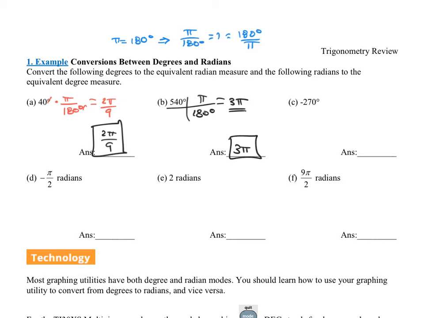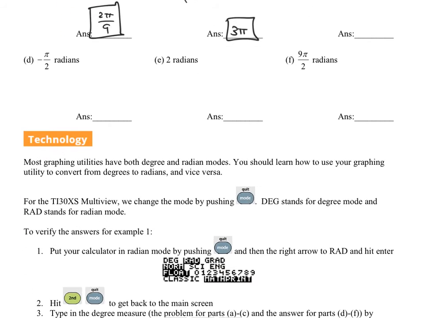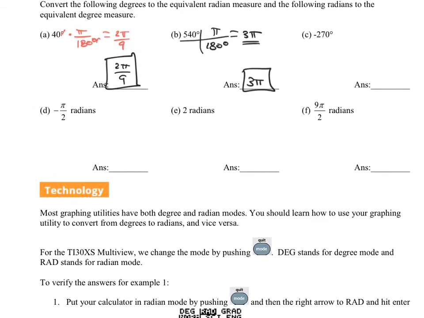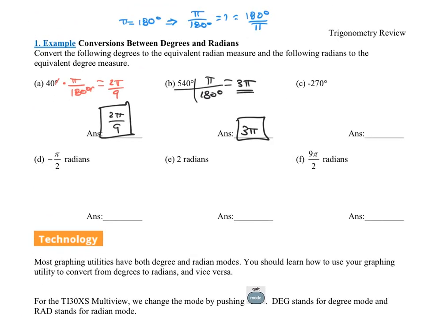There's something else that I want you to do real quick to verify these. What I want you to do is make sure that you are in radian mode. So read this technology for me right here, and it tells you exactly how to get into radian mode. You hit the mode button, and then you go to the right and you select radians and you hit enter. Okay, so I'm going to quit out of that, and now I could just, for that exact same problem that I just did, type in 540.